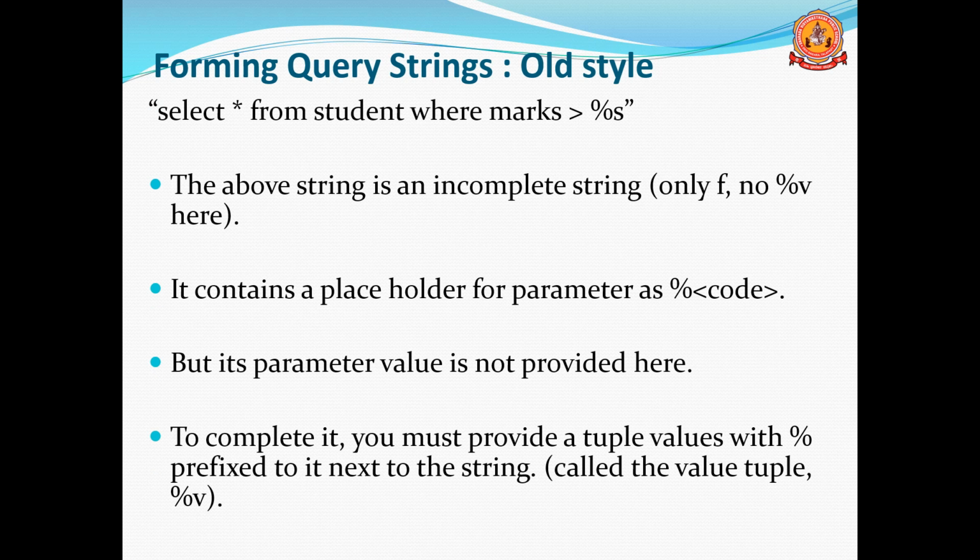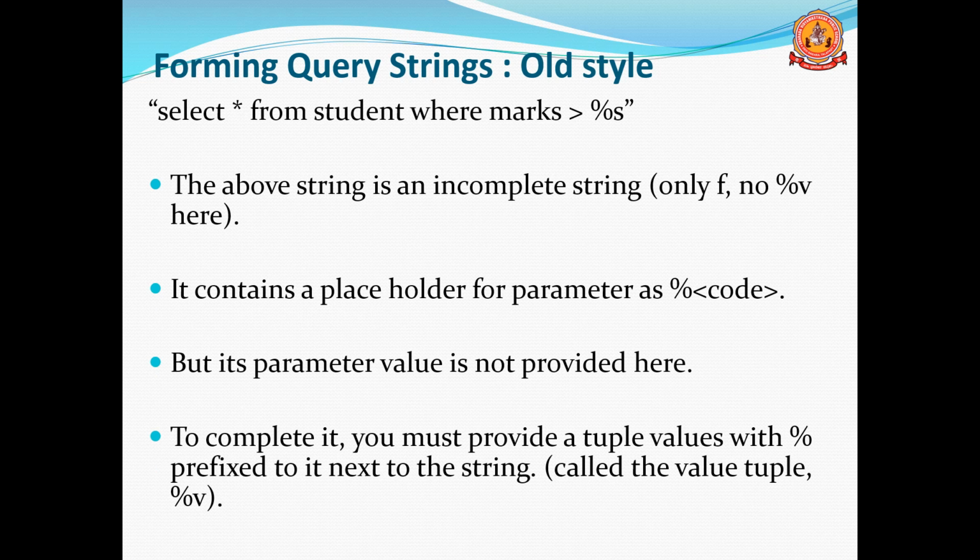Here is an example: select star from student where mark greater than modulus S. The above string is incomplete, because it contains only F and no V. Modulus S is a percentage code used as a placeholder for some other value. Modulus V value is not there.